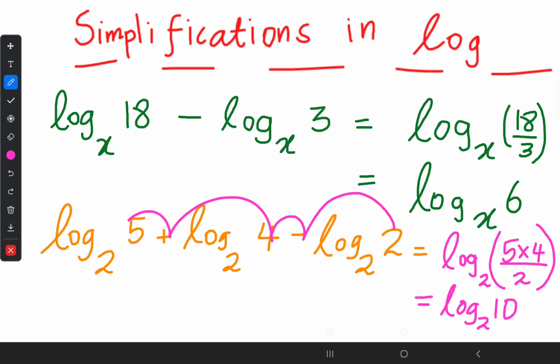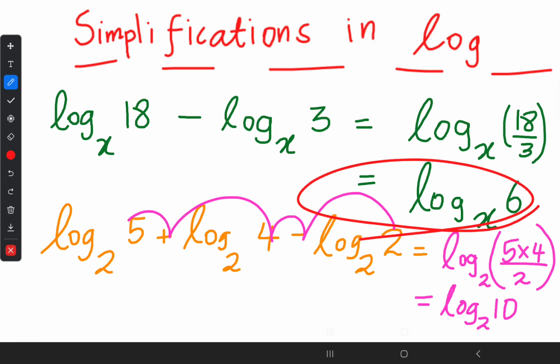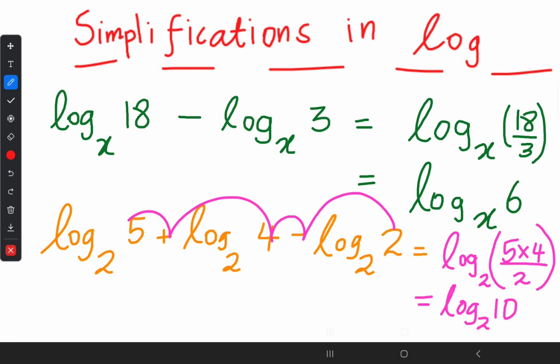Answer would be 10. This is the way you should try the second question respectively. Let's do a quick recap. Here log base x 18, log base x 3. The operation between these two logarithmic notations is subtraction. When you bring it together, subtraction will become a division according to logarithmic rules. So 18 divided by 3 would be 6. The base is the same, so log base x, the value would be 6.